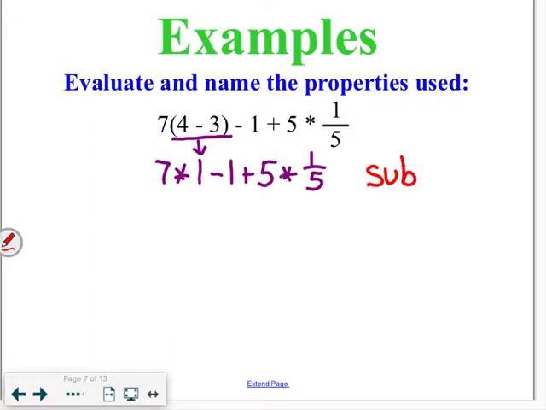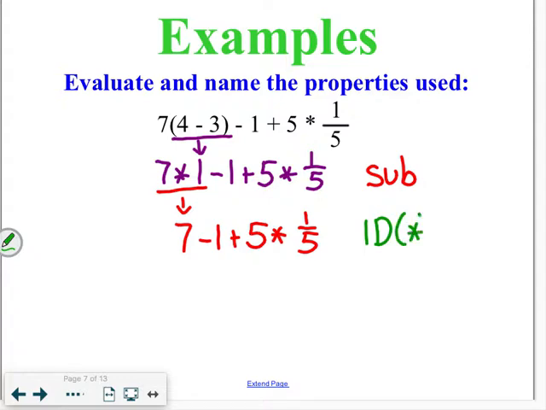The next thing that order of operations tells us to do is 7 times 1. 7 times 1 is the identity property of multiplication. So we get 7 minus 1 plus 5 times 1/5. And in that one, we use the identity property of multiplication. The next thing that we need to do according to order of operations is 5 times 1/5. Once we do that multiplication, we get an answer of 1. And that was using the inverse property of multiplication. 5 times 1/5 is using the inverse.